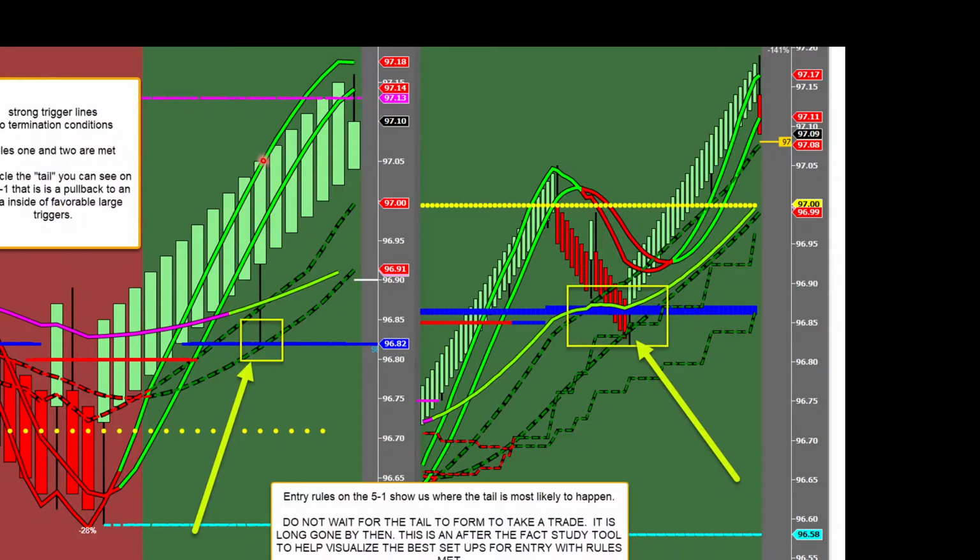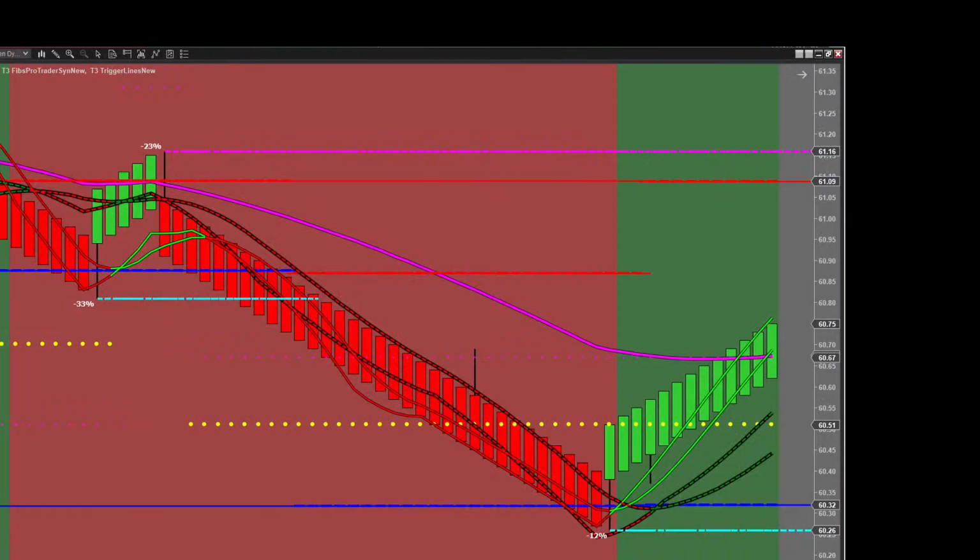When the large chart rules are met, when you have momentum, when the path is clear, circle any tails that you see. These have already happened. The push has already been there. This is all historical. But if that circle lines up with an area inside of favorable large triggers, guys, that's your pattern. That's the high probability trend trade. So you can go back on a large chart.